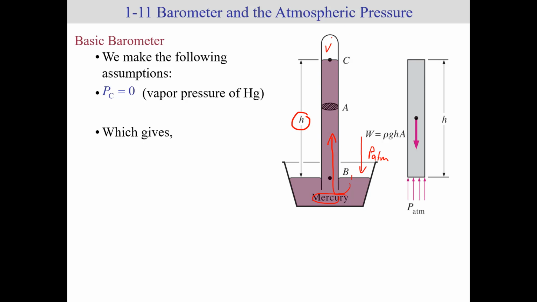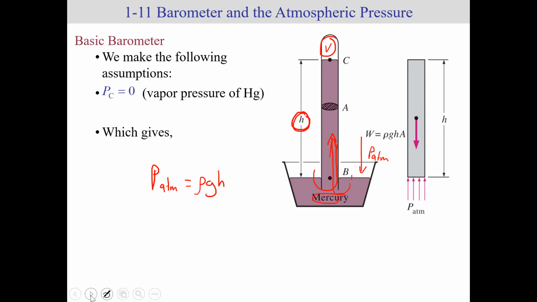So if I assume this to be a vacuum, that means that this atmospheric pressure pressing onto this pool of mercury, causing the mercury to go up inside this test tube, well, that pressure has to equal the rho GH, the height of that fluid. All right, I hope this is clear.